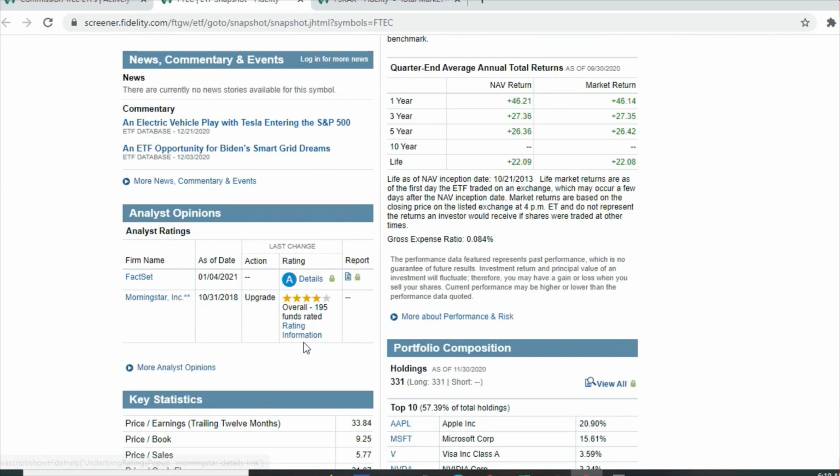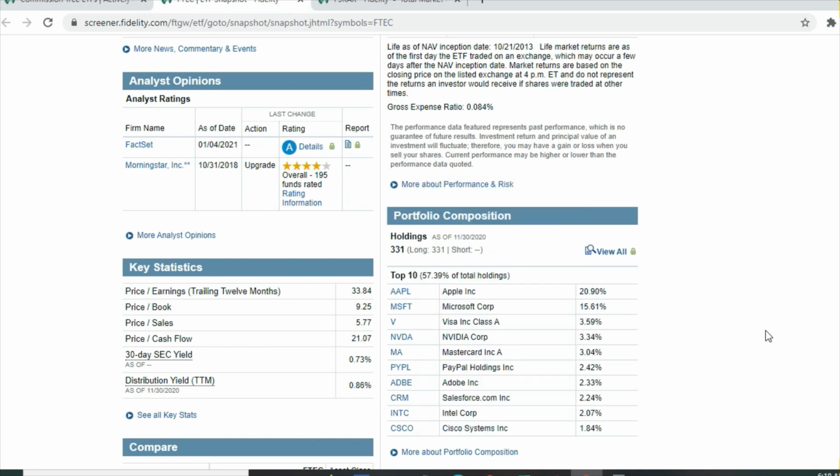So if we scroll down here, you can see here that the companies that are owned in this ETF are in the technology sector of the economy. So we've got Apple, Microsoft, Visa, NVIDIA, MasterCard, PayPal, Adobe. And you can see here that there are 331 different companies in this portfolio. Apple takes up almost 21% of the ETF. Then you got Microsoft at 15%. So just those two companies represent 35% of this ETF. But the ETF does provide a significant amount of diversification.